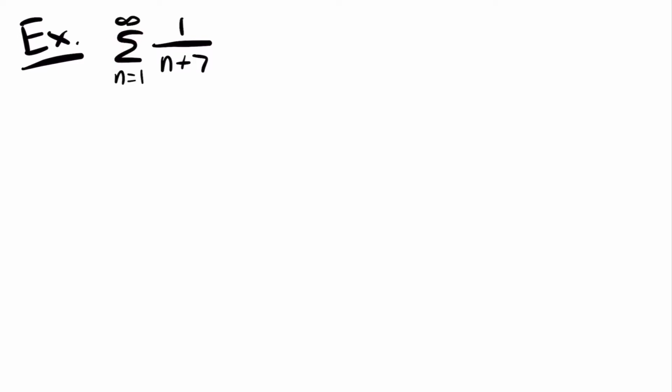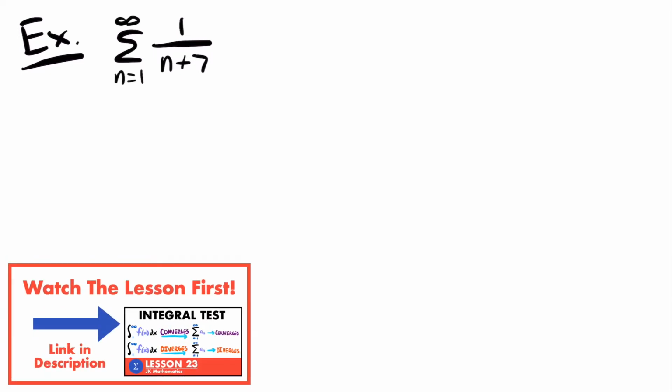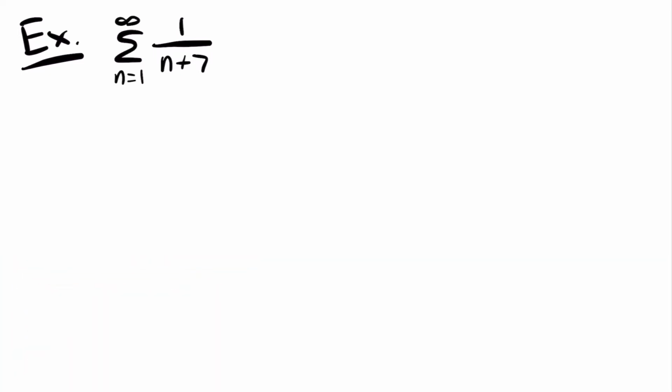We have the sum from n equals 1 to infinity of 1 divided by n plus 7. Now, before you decide to use the integral test, it is important to first try the divergence test for your series. All that involves is taking the limit as n approaches infinity of the expression in your series. If that limit is equal to a value other than 0, then you know the series diverges. But if it is equal to 0, then the divergence test tells you nothing, and you need to use another test, like the integral test.